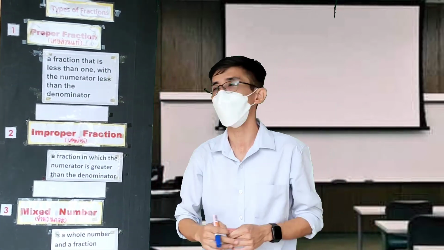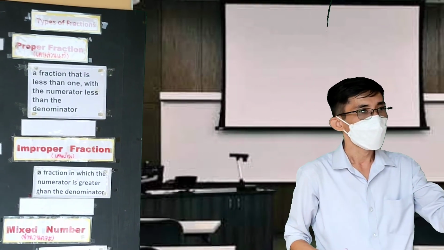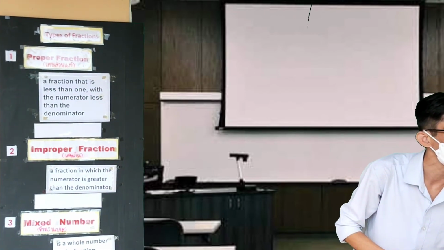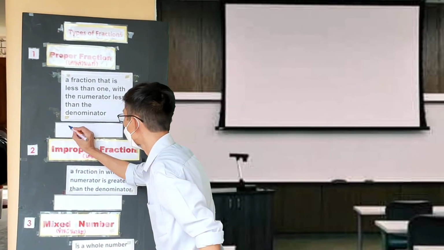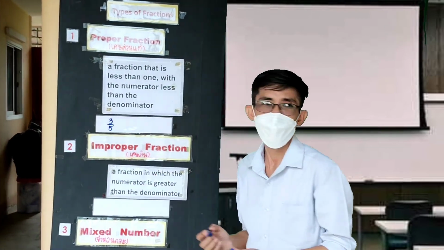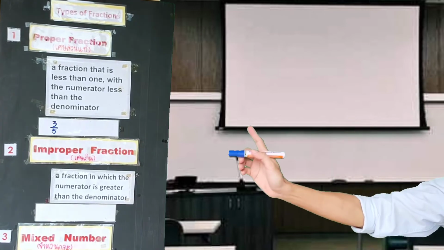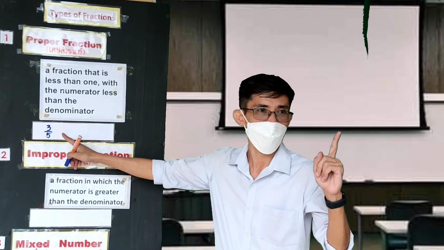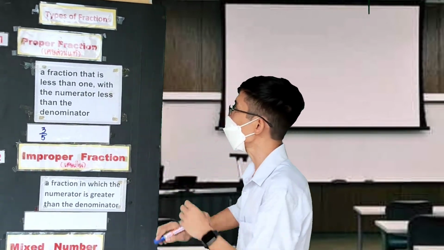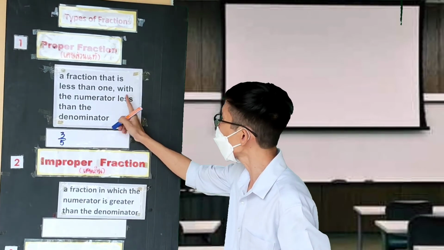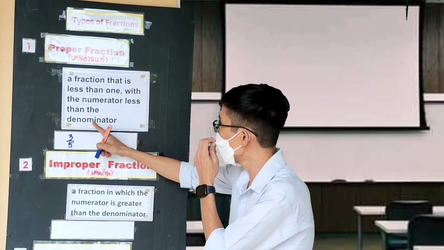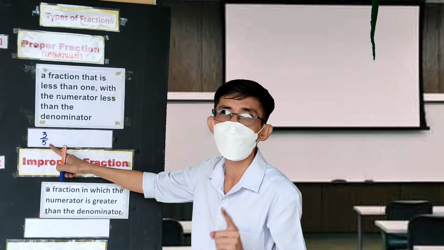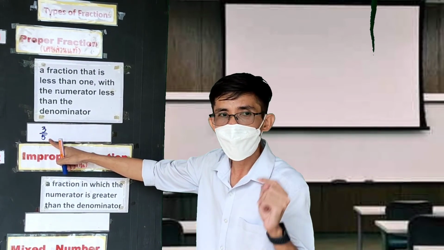Who can give me an example of a proper fraction? Jessica, what is that? 3 over 5? Okay, 3 over 5. Class, is this correct? Yes or no? Yes, this is absolutely correct. Why? Because according to the definition, a fraction that is less than 1 has a numerator less than the denominator, and 3 is less than 5. So the numerator is less than the denominator, and absolutely this is correct.